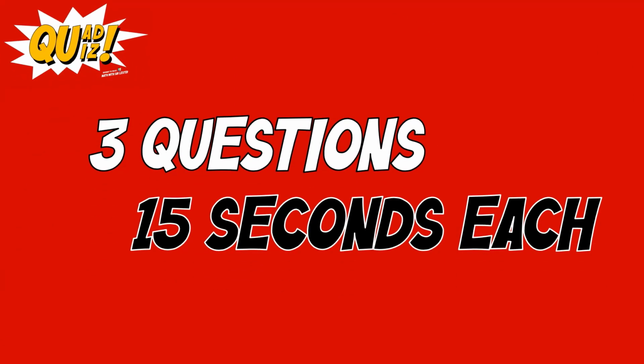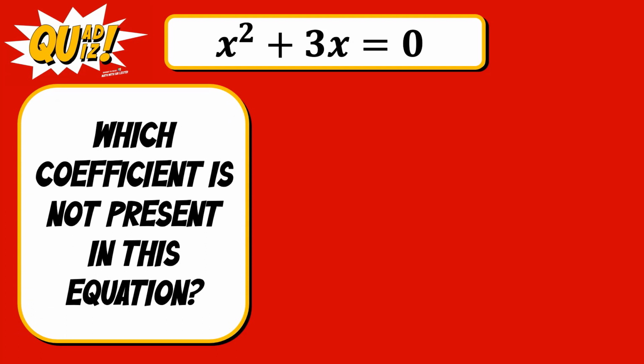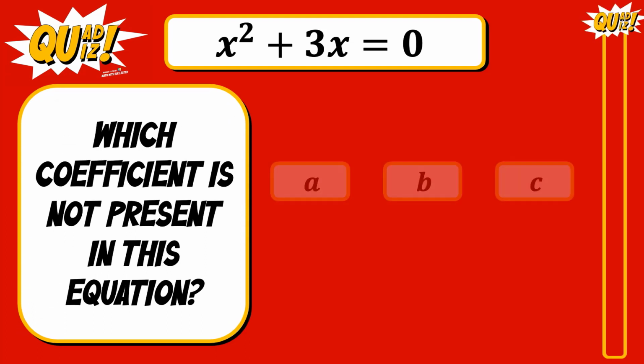There are 3 questions for this video, and you are to answer them in 15 seconds each. Are you ready? In 3, 2, 1. Let's have x squared plus 3x equals 0. Which coefficient is not present in this equation?